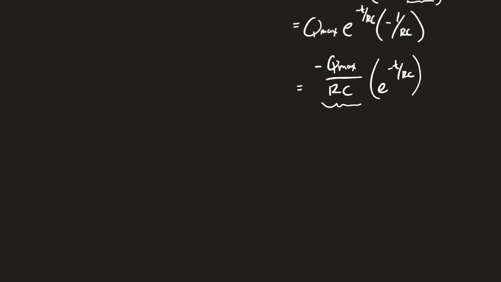Q over C is the EMF. Then the EMF over R is the current. This represents the max current again. There's a negative sign out in front. That shouldn't be a surprise.